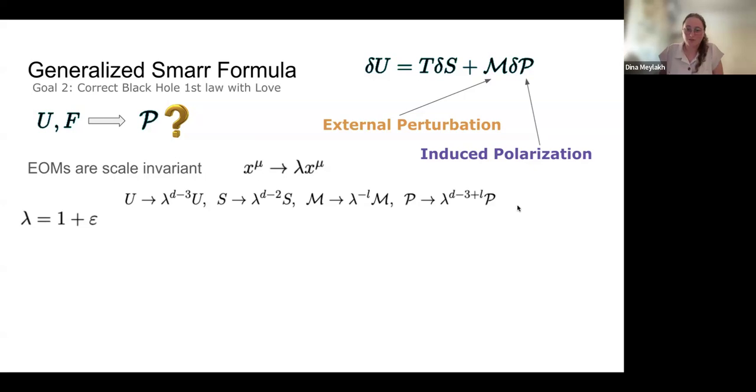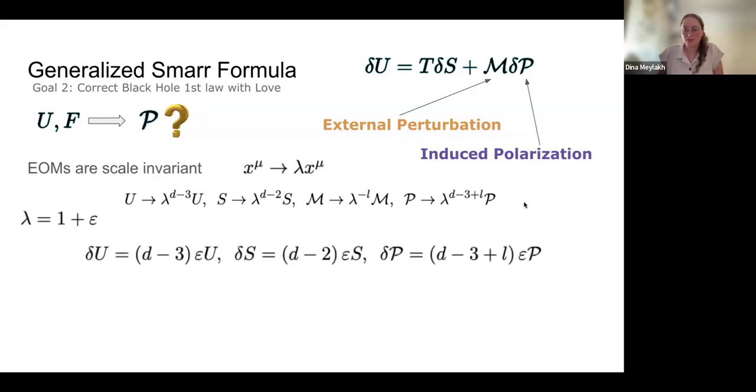First, we're going to take lambda, the expansion parameter, to be 1 plus epsilon, where epsilon is very small, and compute the variations. And now we have the variations, so we can plug the variations into the first law and get an integrated version of this first law.